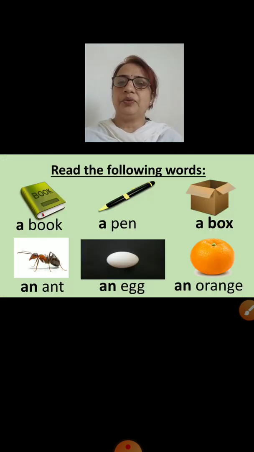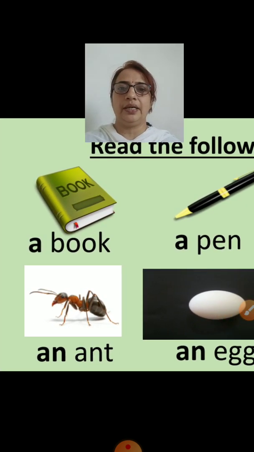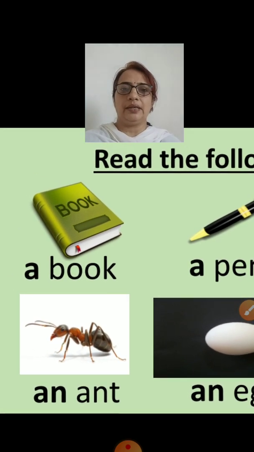Now here I have put some pictures and below the pictures something is written. So children, you have to read the following words one by one. Okay, so now see here. First picture is of the book. Okay, what is written below that picture?